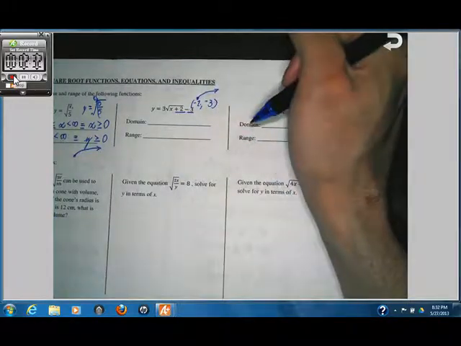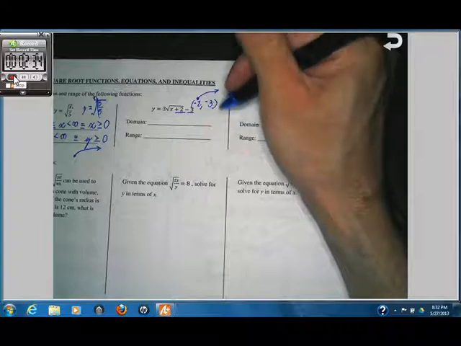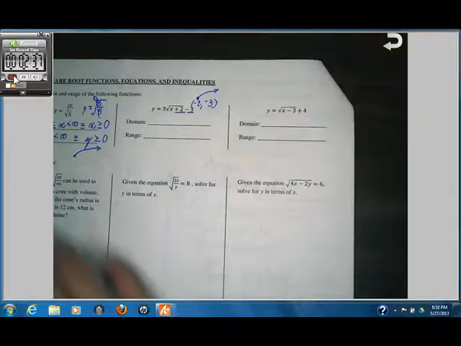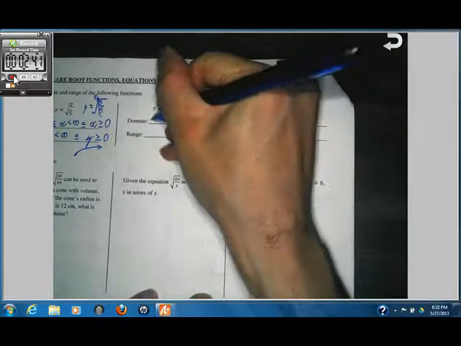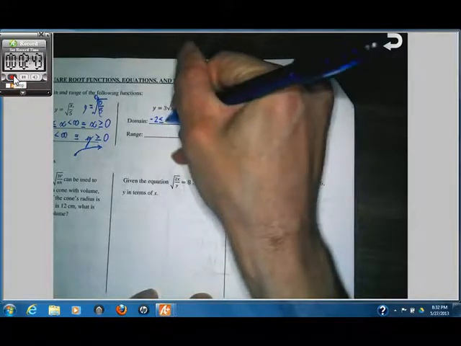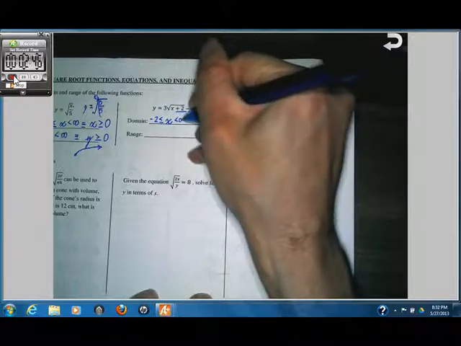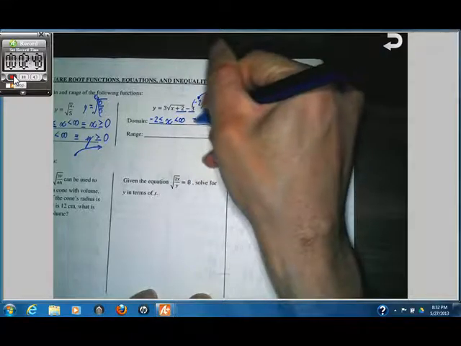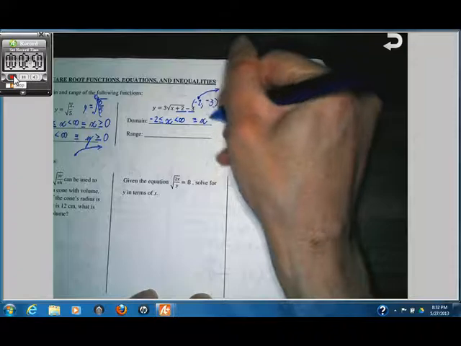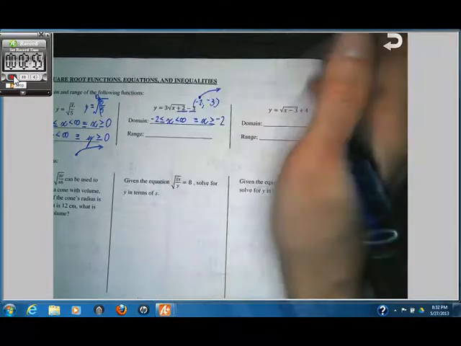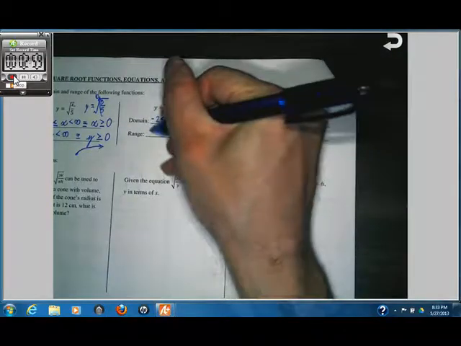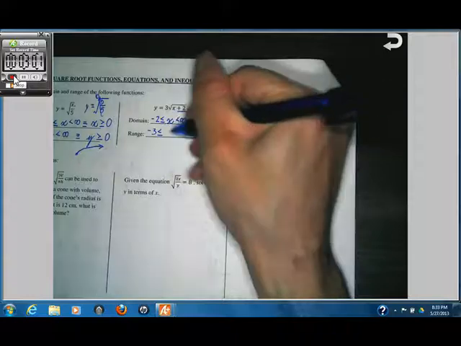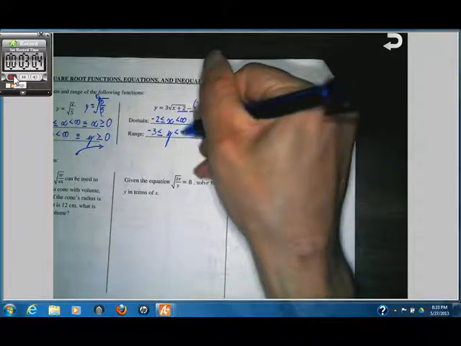So you follow a similar pattern here, except instead of starting at 0, you're going to start at -2: -2 is less than or equal to x, less than infinity. And then, of course, this is logically equivalent to saying x must be greater than or equal to -2. Likewise, with the range, instead of starting at 0, you're going to start at -3. And so you say -3 is less than or equal to y, which is less than infinity, which is logically equivalent to saying that y is greater than or equal to -3.